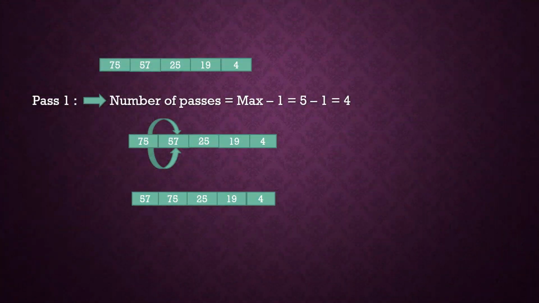In this pass we have 75, 57, 25, 19 and 4. As we know that the zero element must be smaller than the first element. If not, then we will change their position. In step 1 we will compare 75 with 57. As we know that 75 is greater than 57, so we will change their position with each other, because the zero element must be smaller than the first element.